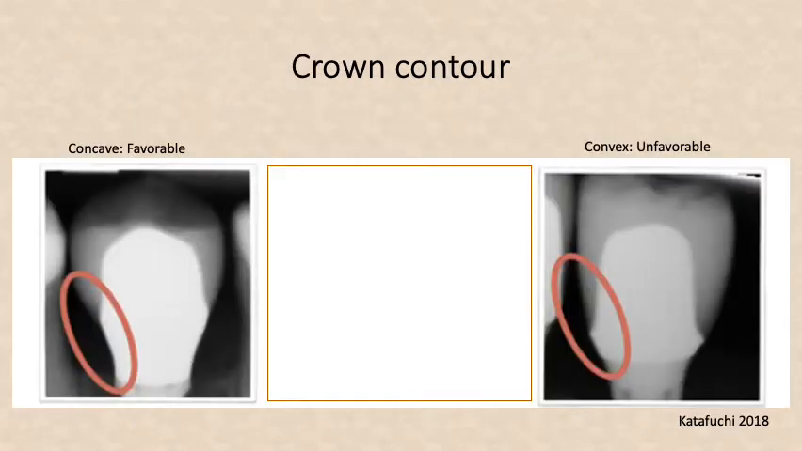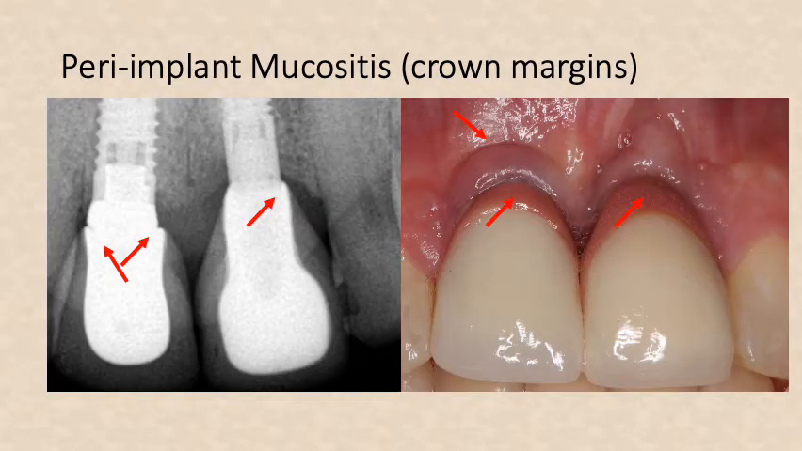And this is the crown contour according to Catafucci 2018. They did a study where the convex crown contour was considered unfavorable, while the concave crown contour is considered favorable because it leads to less plaque accumulation and thus less mucositis and less implantitis. In this slide, we can appreciate also that a crown margin so close to the bone leads to a higher plaque accumulation level.